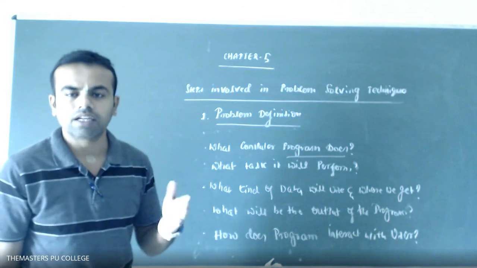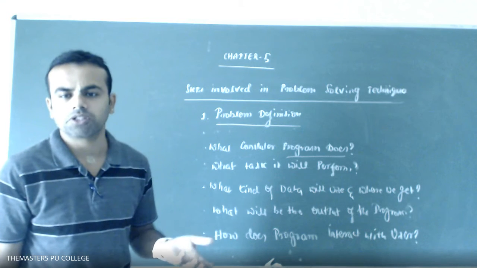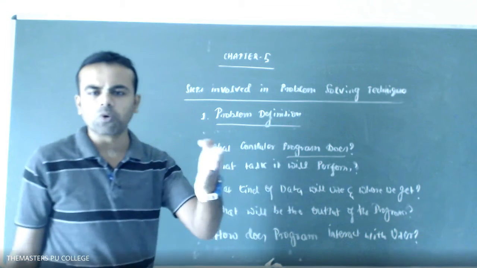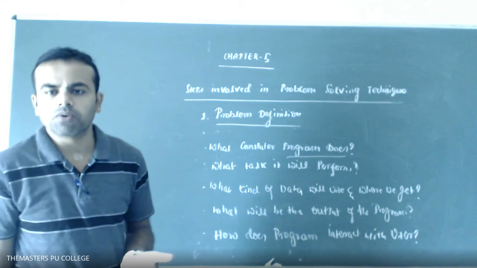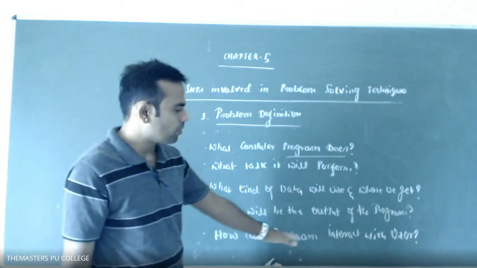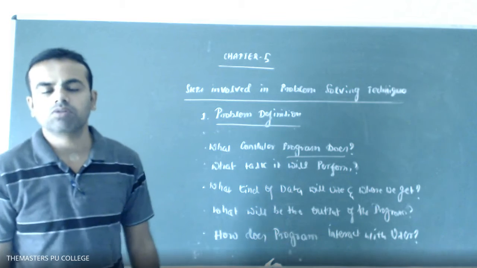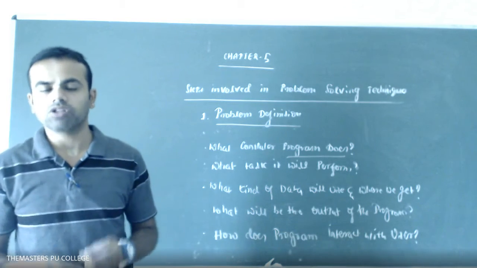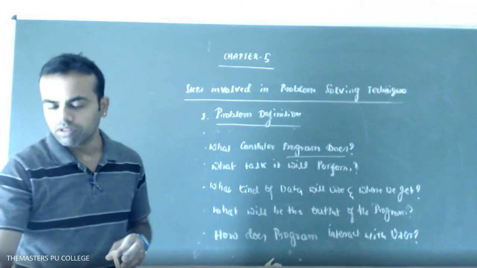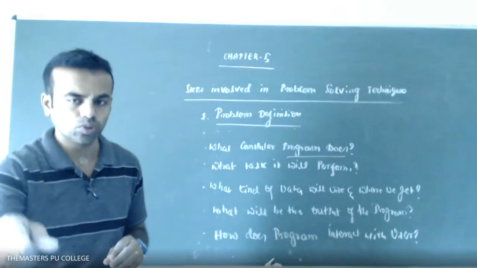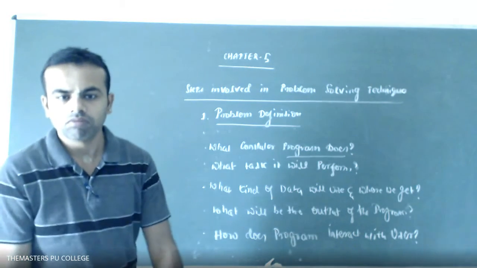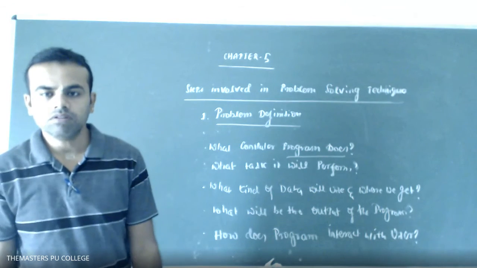The data must be either alphabet or special symbol or numerical numbers, right? Next, what will be the output of the program? So what will I get finally? Next, how does the program interact with the user? When you enter the ATM or any center, it will guide you on what you should do, right? That is the interaction. Is that clear?